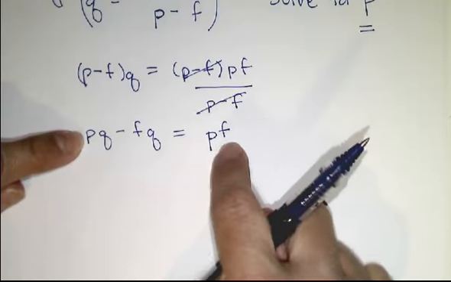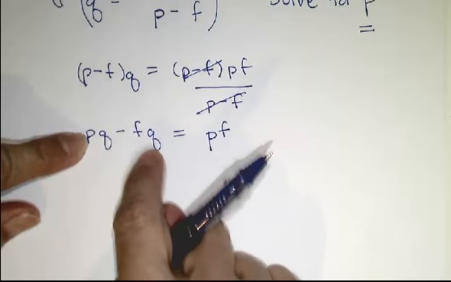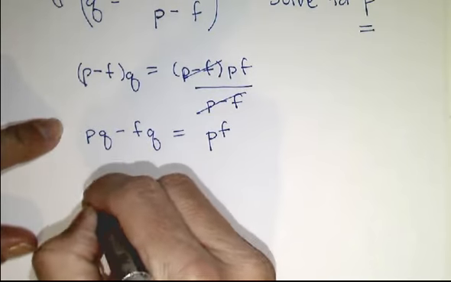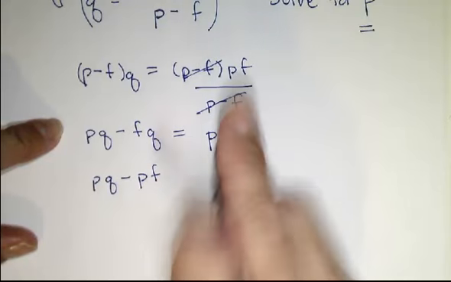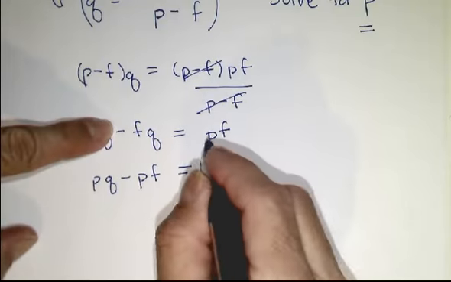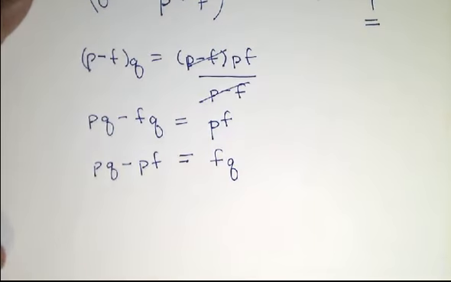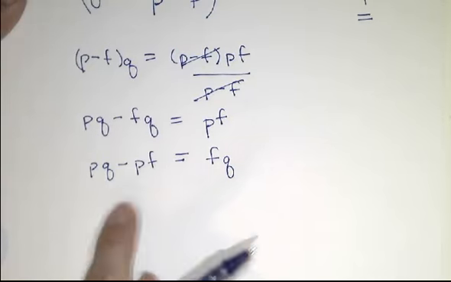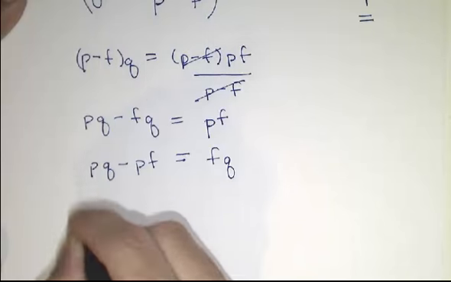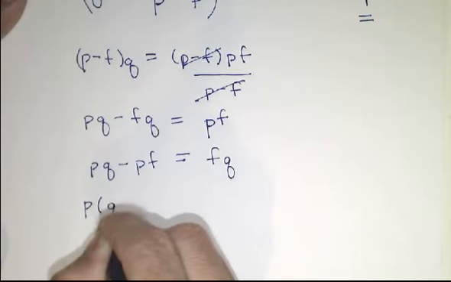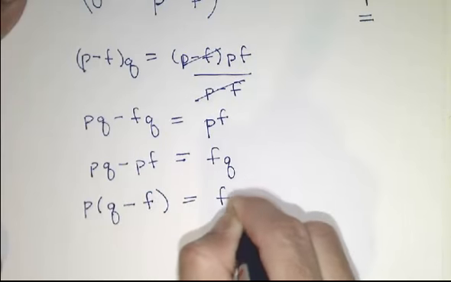I'm going to move this term pf over here, and then fq over here. So I have p times q minus p times f equals, and if I move the minus fq over here, it's a positive fq on the right. So close! Alright, I want to get p by itself, but it's part of two terms here, so I'm going to factor it out. I factor it out, and I'm left behind a q minus f equals fq.